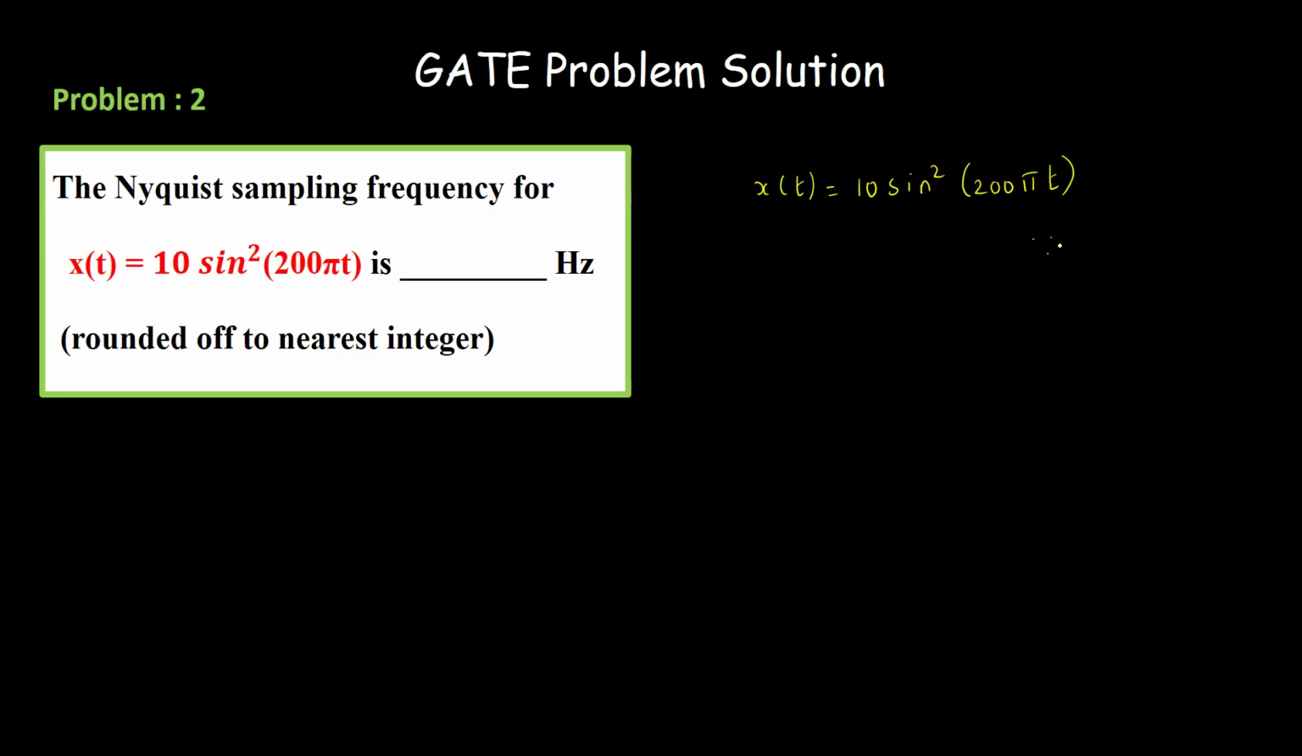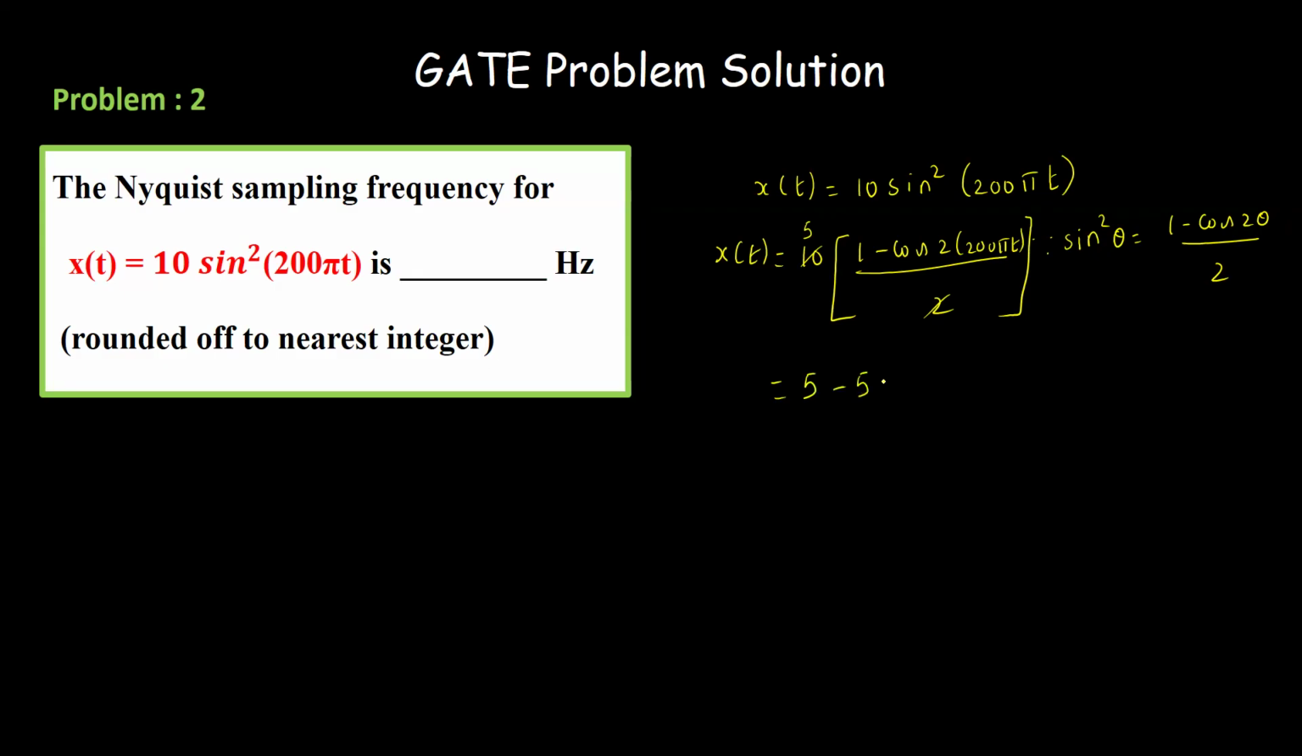We know sine square theta equal to 1 minus cos 2 theta by 2. By using this formulation, let me simplify x of t. So 10 into 1 minus cos 2 into 200 pi t by 2. The 2 will get cancelled, so it will become 5 minus 5 cos 400 pi t. 400 pi t is the frequency. So this is the simplified x of t.